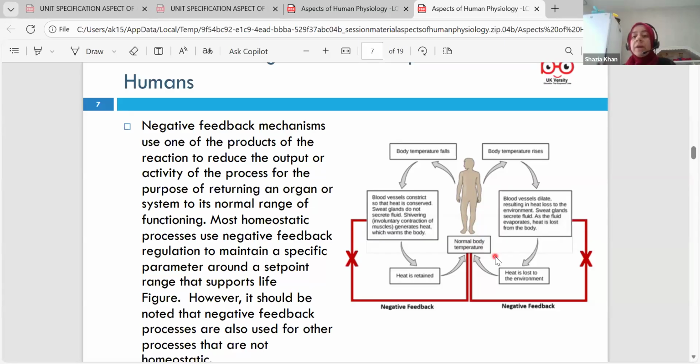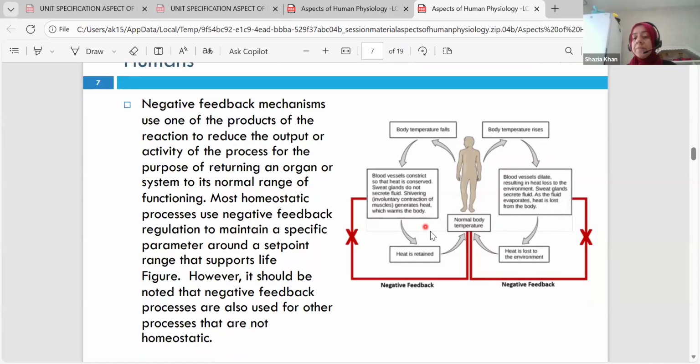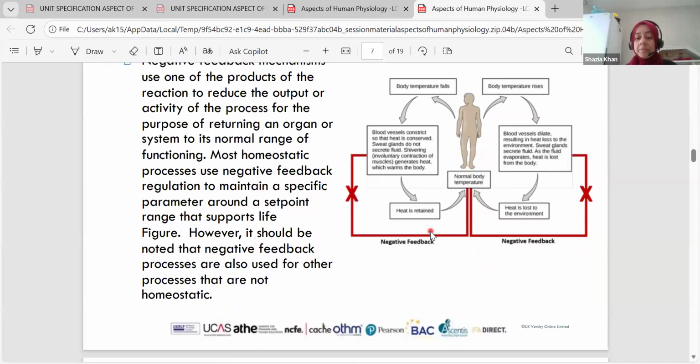Again, when the body temperature rises and I'm feeling very hot, your blood vessels dilate. Anything that dilates, it relaxes. This results in heat loss to the environment. Your sweat glands secrete fluid, and the fluid is evaporated and heat is lost from the body. The heat goes to the environment, and that is to maintain the normal body temperature.